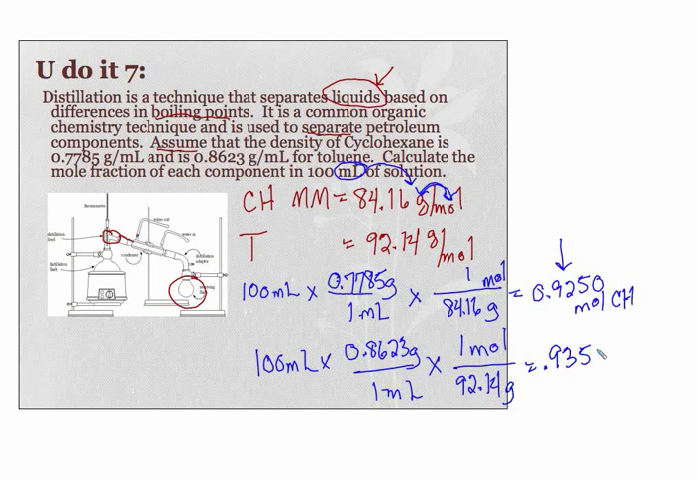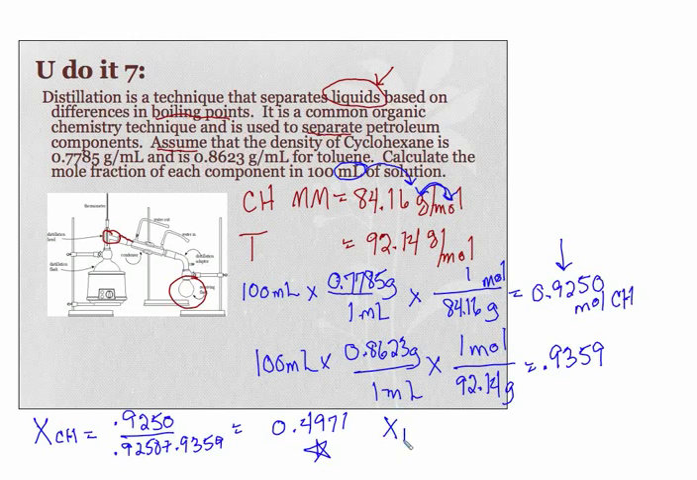And we get 0.9359. Now, to get our mole fractions, our mole fraction of cyclohexane, it's the part, so I'm going to put cyclohexane's moles on top over the whole. You simply add up all the moles that are present, in this case fortunately only 2, and we get a mole fraction of 0.4971, and that's what would be constant. It's a mole fraction, it's unitless.